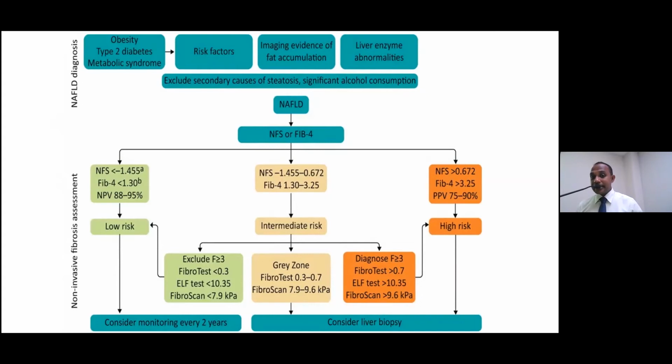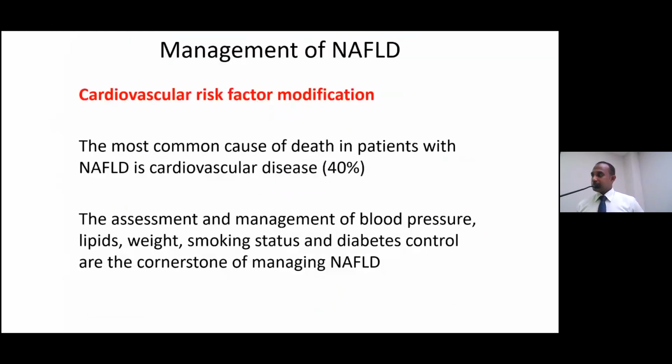If the risk is intermediate, then you do the second tier testing to further refine the degree of risk. When you do the second tier test in this intermediate risk category, if they fall into the low risk category, then again you monitor them once in 2 years. If they fall into the intermediate or high risk category, then again you consider liver biopsy. Right. Thank you.